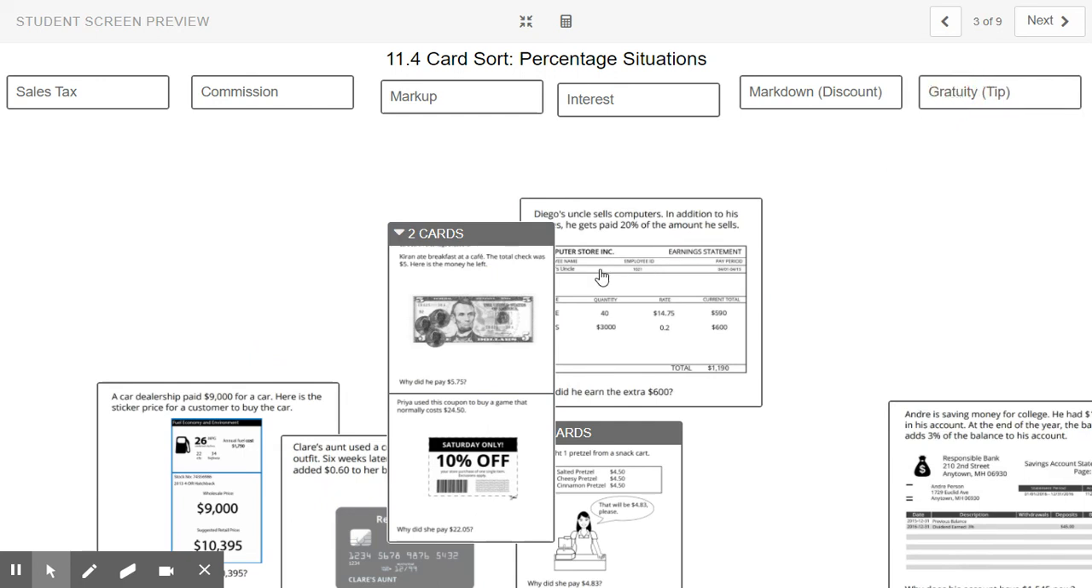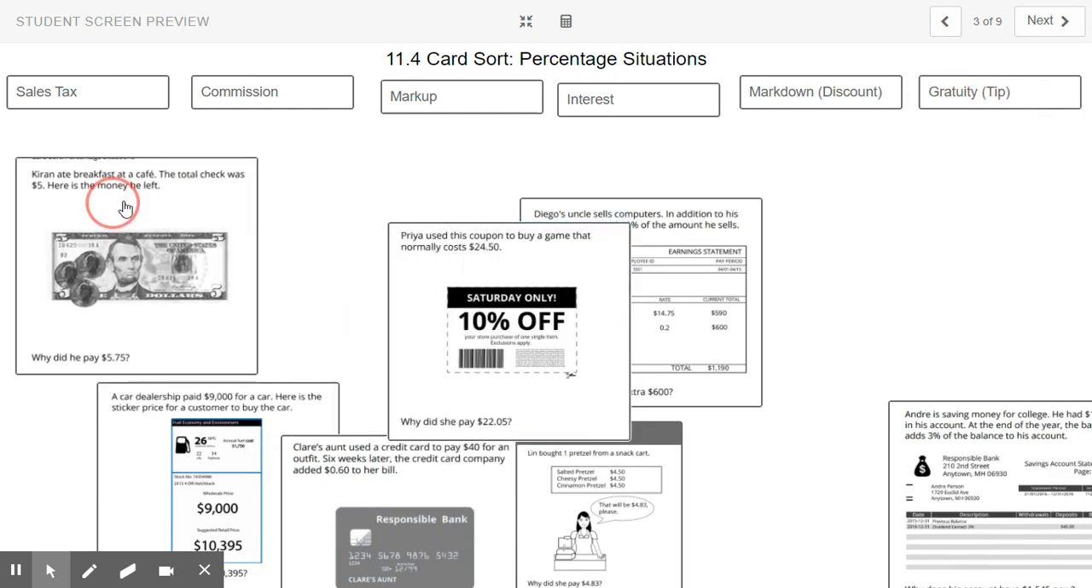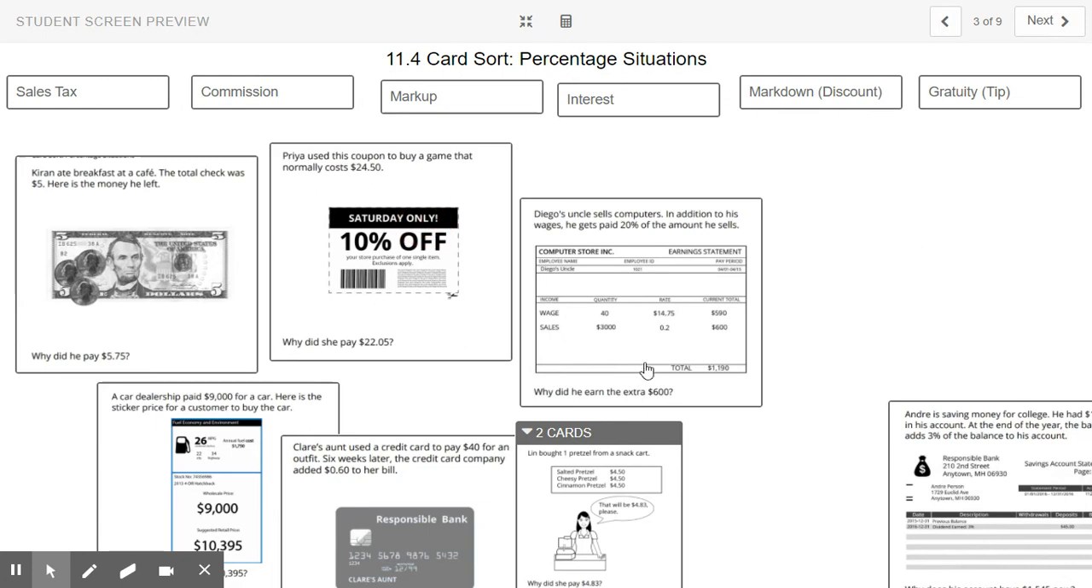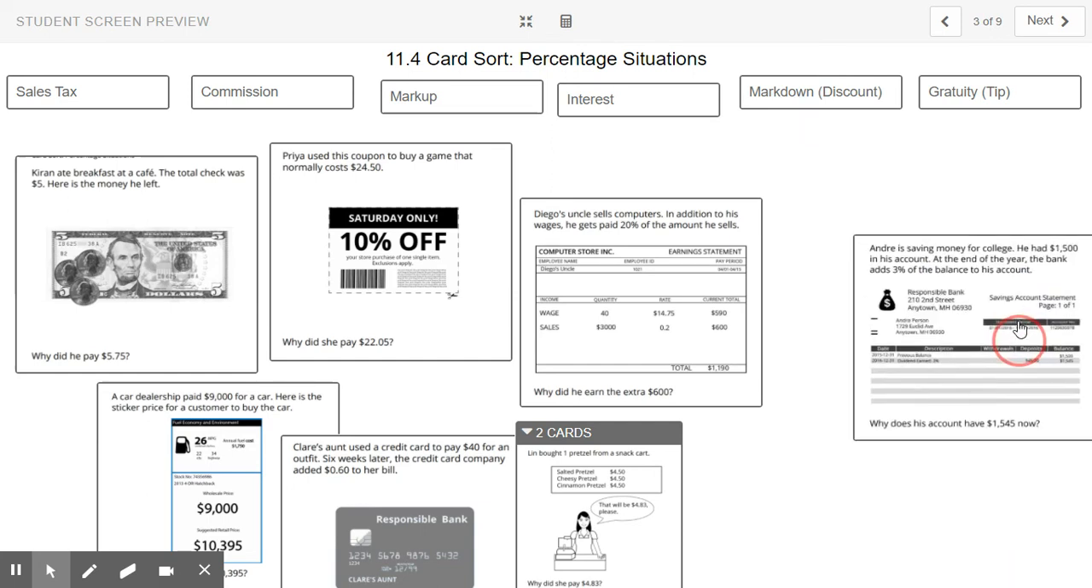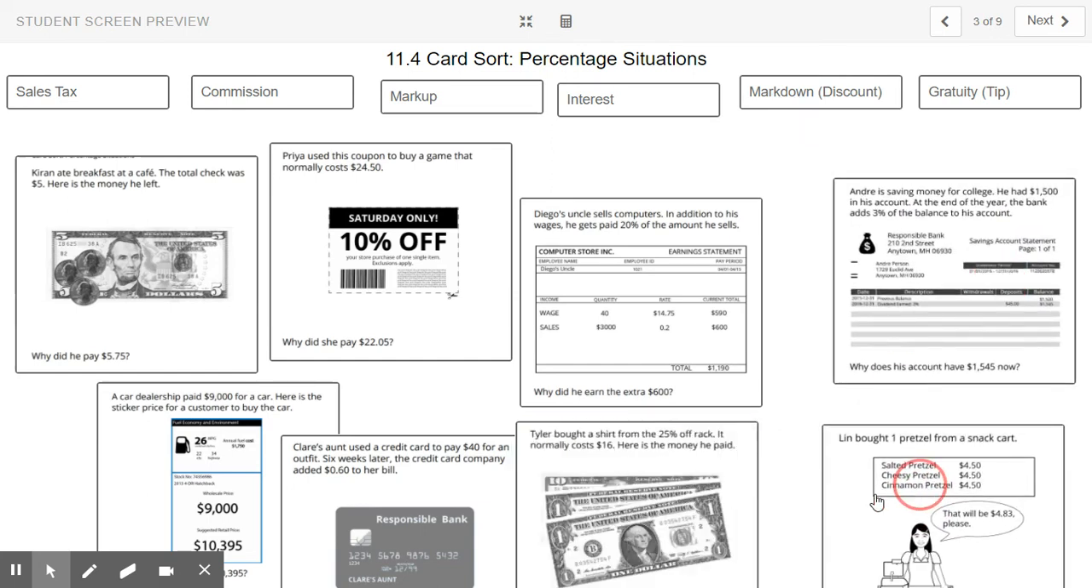So our job is simply to look at the different situations and decide where do they match up? Which one of these top header cards do they go with? So go ahead, take a minute and try to match them up. So you can go ahead and pause. All right, so we're going to go ahead and look at these one by one and match them up. Which situation do they match with?